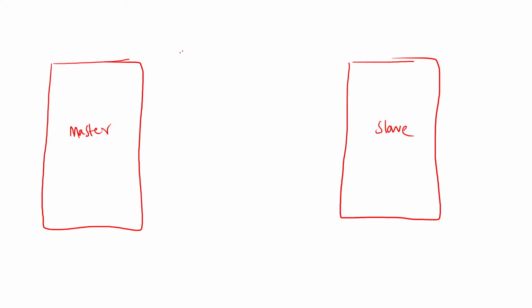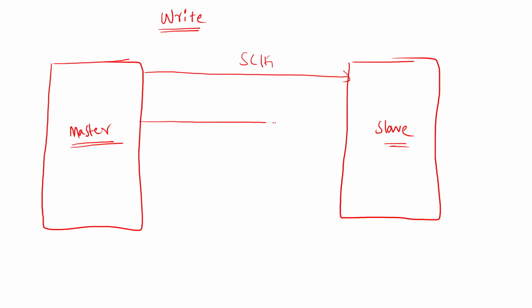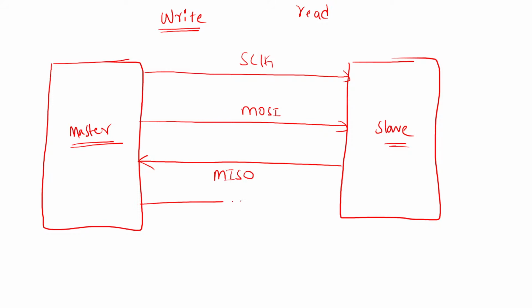First of all, my master is going to generate the clock and give it to my slave. If it is configured in write mode, then my master is going to send the data from master to slave, using the MOSI pin for writing the data. And if it is configured in read mode, then I'm going to read the data using the MISO pin. And before that, I need to select the slave. Then only can I have communication with this particular slave.